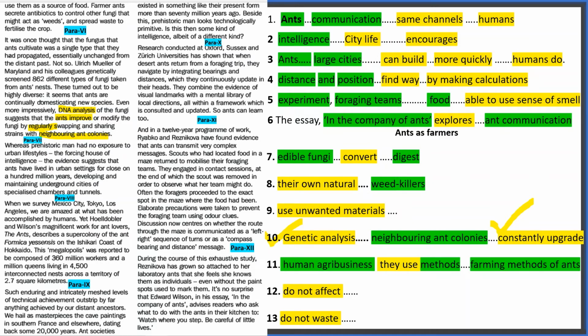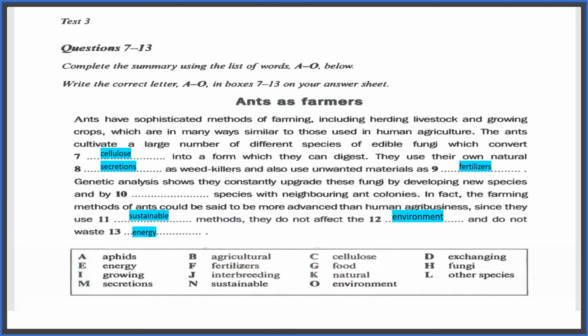So by reading this sentence, we could fill this blank, that is question number 10. The sentence says, ants improve the fungi by regularly swapping and sharing strains with neighboring ant colonies. So a word which is a synonym of or which means swapping and sharing would fit the blank 10. And option D, which is exchanging, means swapping and sharing.